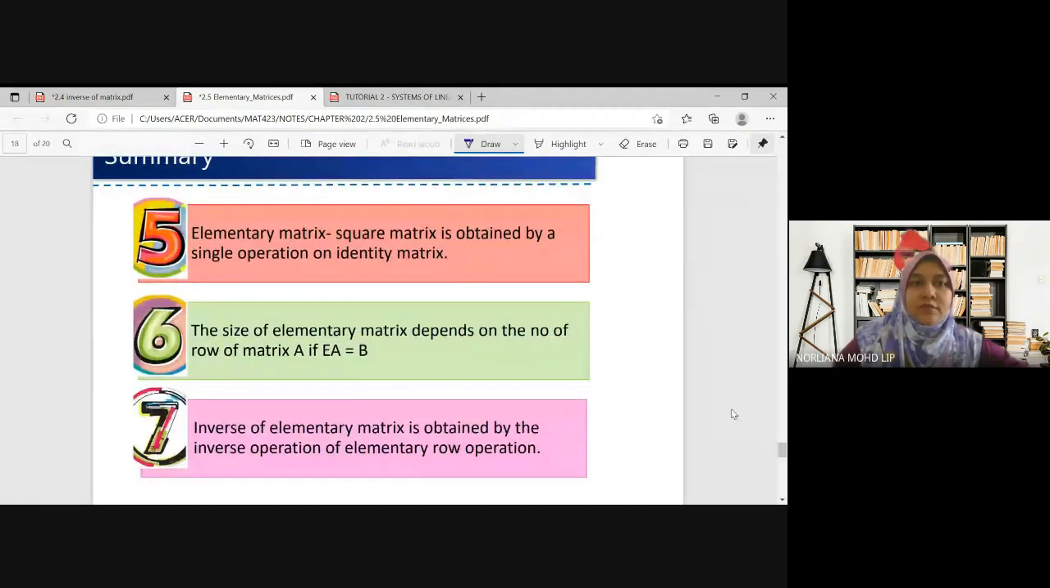Okay, number 5, the elementary matrix. A square matrix obtained by a single operation on identity matrix. This is the definition for elementary matrix. Number 6, the size of elementary matrix depends on the number of rows of matrix A if E times A is equal to B. Ini tadilah yang saya suruh check dia punya size of A and B kan.